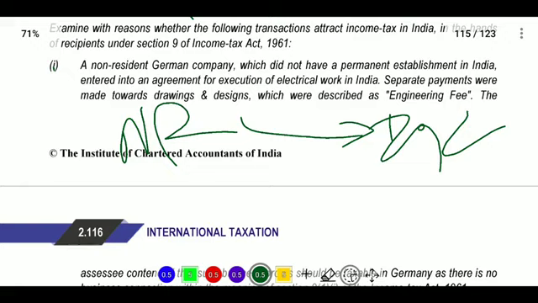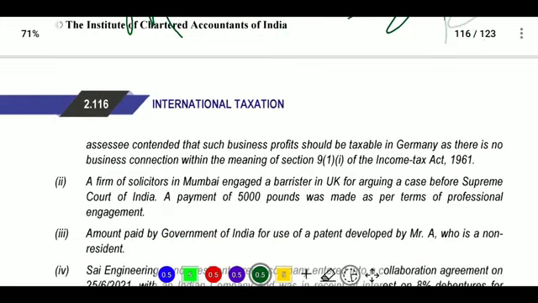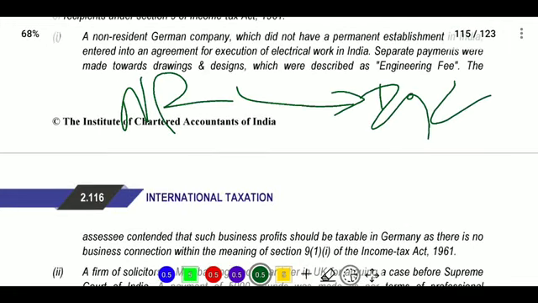Okay, separate payment was made towards drawing design which is described as engineering fee. Engineering fee means that it is a technical professional fee. Okay, technical fee. Next, whatever the amount they are paying, a technical amount is being paid to a company, an outside company, which does not have permanent establishment in India.